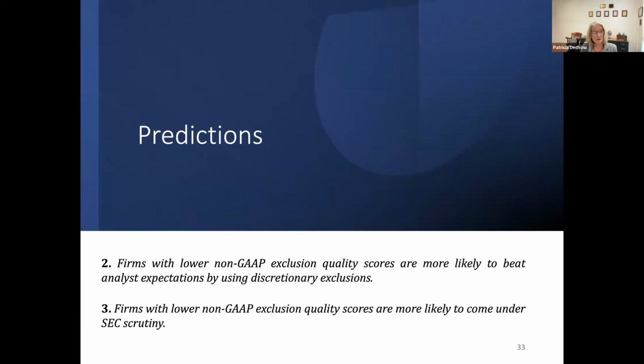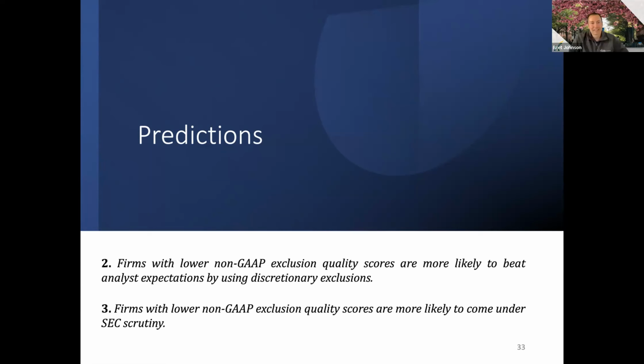And then we also looked at whether, as predicted, firms with lower non-GAAP exclusion quality scores are more likely to beat analysts' expectations by using discretionary exclusions. And then our third one is that firms with lower non-GAAP exclusion quality scores are more likely to come under SEC scrutiny because the number that they're reporting is actually a persistent measure. I think Brett's got a question.